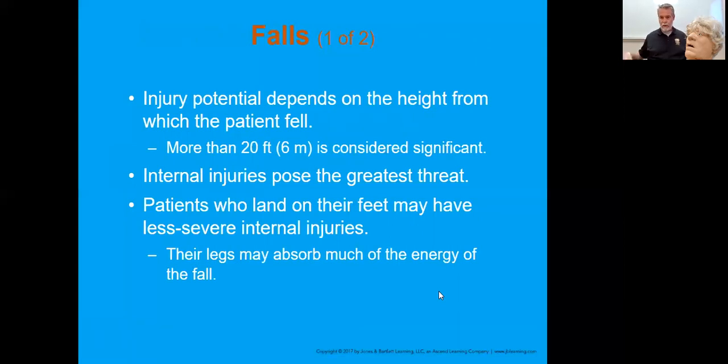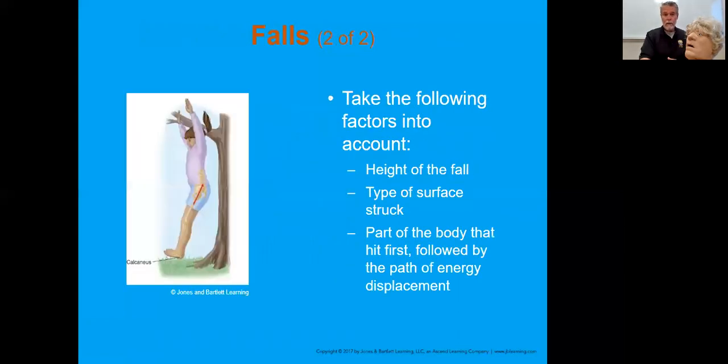Patients that do land on their feet have less severe internal injuries, but they can have fractures of the ankles. Then energy can be transferred up, not only to the tibia and the fibula, but to the femur as well, right? We have to consider how far they fell, how much weight is associated with that fall, all different things to consider.